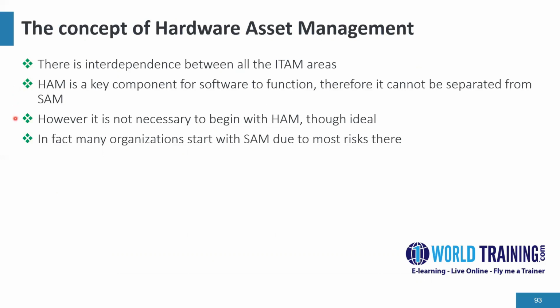It is not necessary to begin with HAM, though it would be ideal, because hardware is the basis for software. So identifying hardware assets could help in working on software assets afterwards. But in fact, the reality is that many organizations begin with SAM, or software, due to the most risks inherent there, such as licensing violation risks.